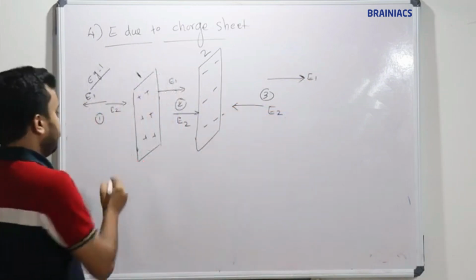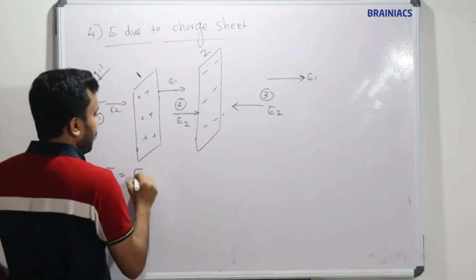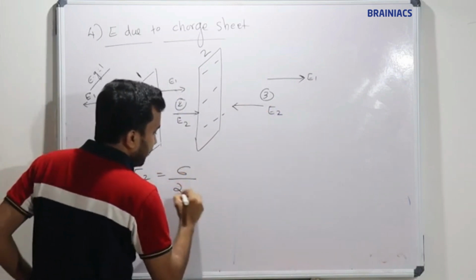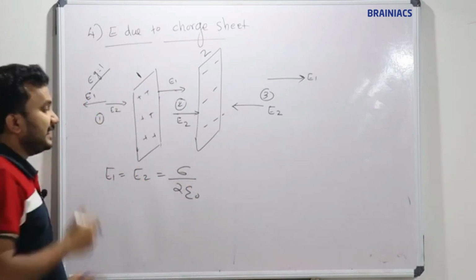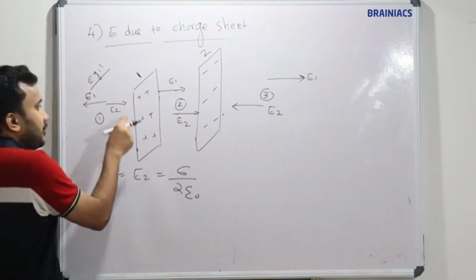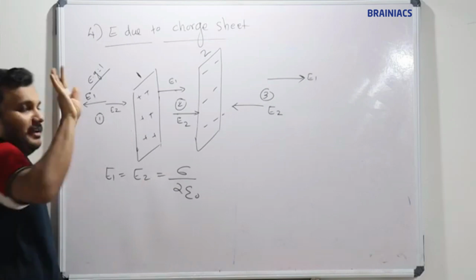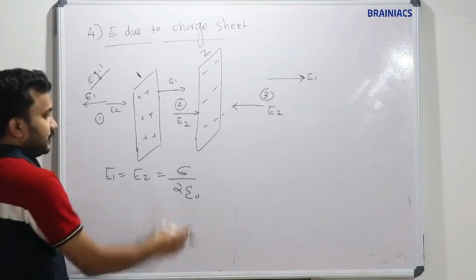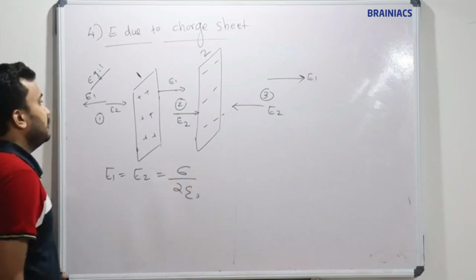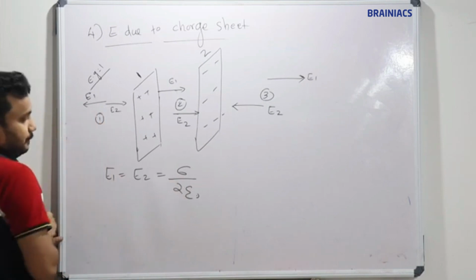Okay, so what is the value of E1 and E2? E1 is equal to E2 is equal to sigma divided by 2 epsilon 0. What this means is it is independent of the distance. If I'm measuring here, here, or here, everywhere it is the same. So sigma divided by 2 epsilon 0. Here E1 and E2 are the same.